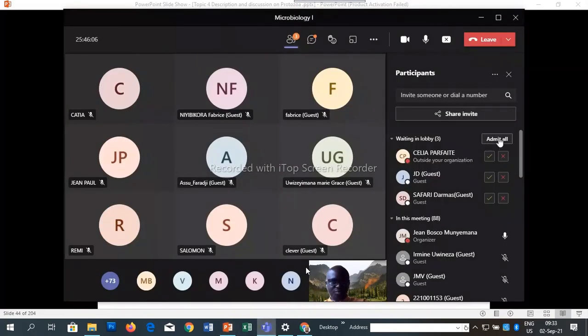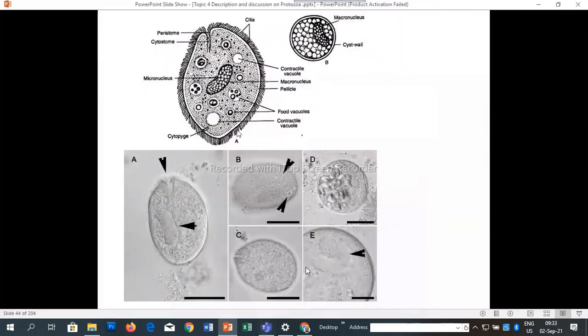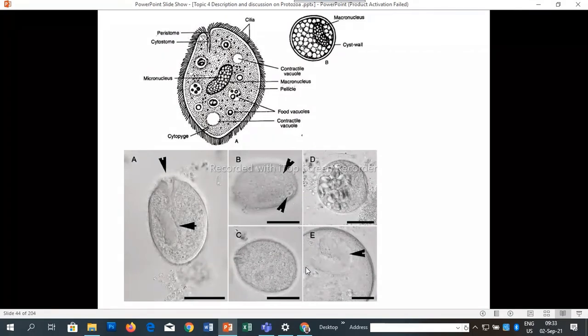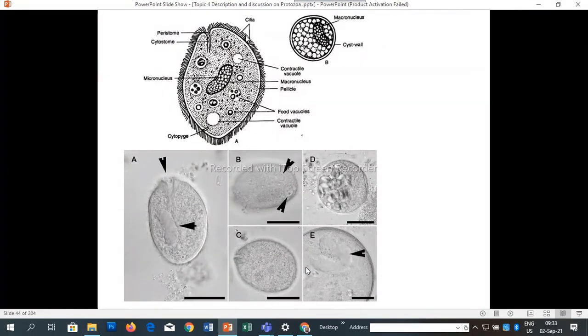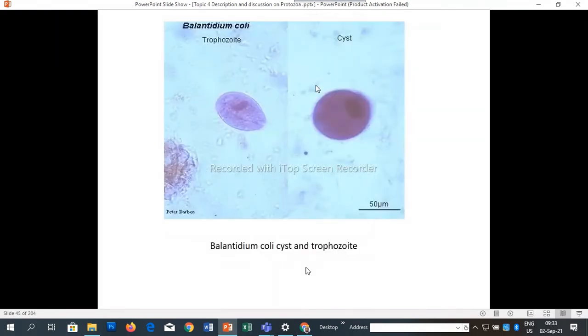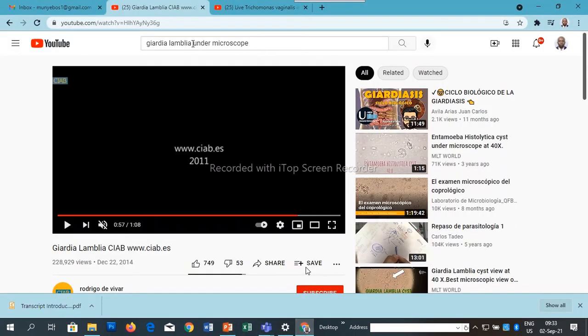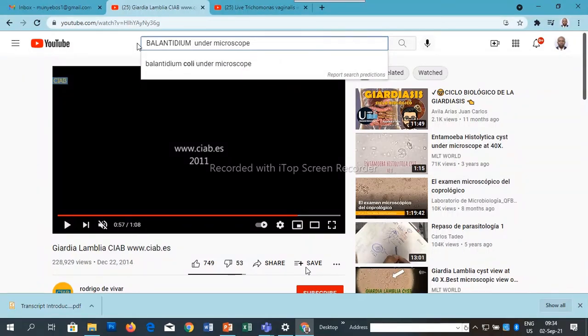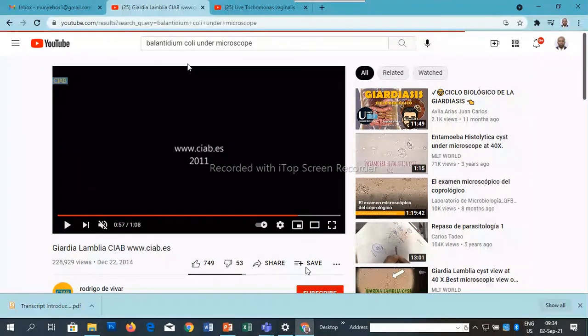So that's the morphology. This is the parasite. Those are the cilia that are all around the cell surface. This is the trophozoite. This is how it looks. And they also have very rapid movement. If I try to show you here, Balantidium coli has a very fast movement under the microscope.